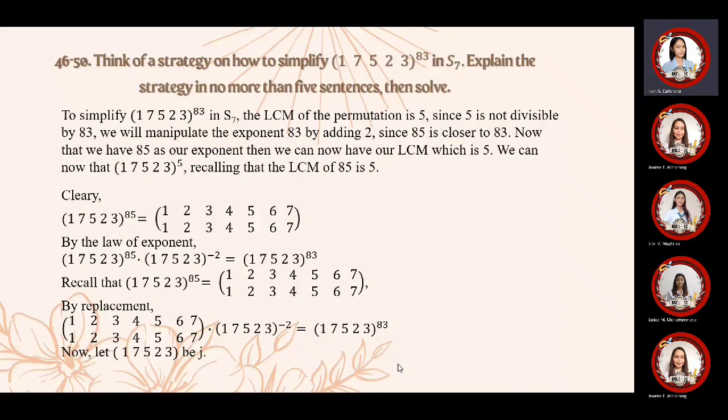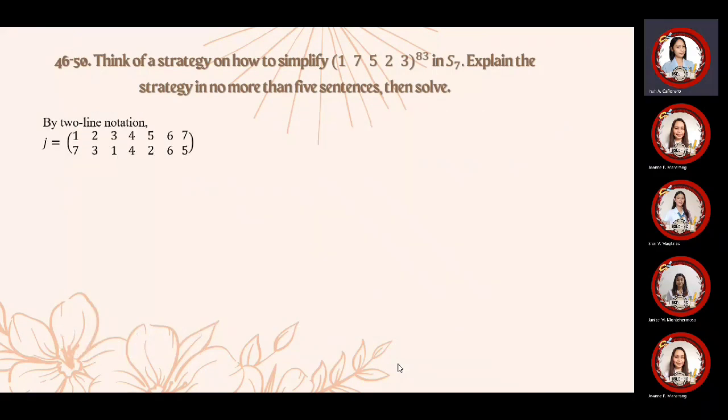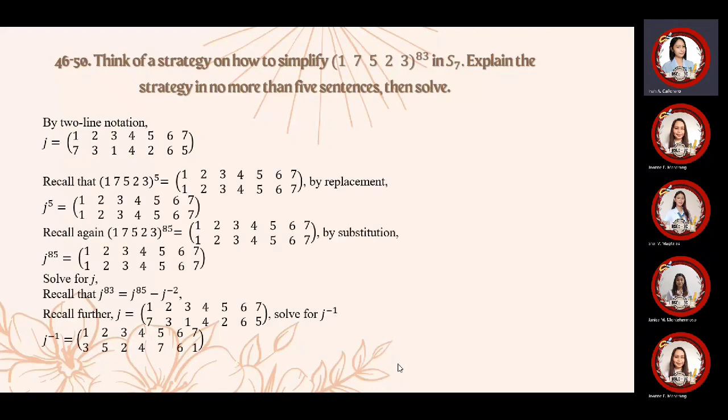By replacement, 1 maps to 1, 2 maps to 2, 3 maps to 3, 4 maps to 4, 5 maps to 5, 6 maps to 6, and 7 maps to 7, multiplied by 17523 raised to negative 2, which is equal to 17523 raised to 83, our given. Now let 17523 be J, our given. So by two-line notation, we will get J is equal to 1 maps to 7, 2 maps to 3, 3 maps to 1, 4 maps to 4, 5 maps to 2, 6 maps to 6, and 7 maps to 5.